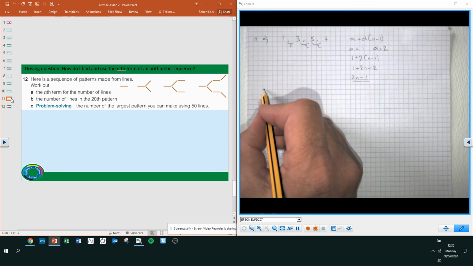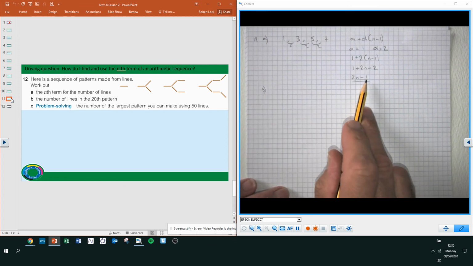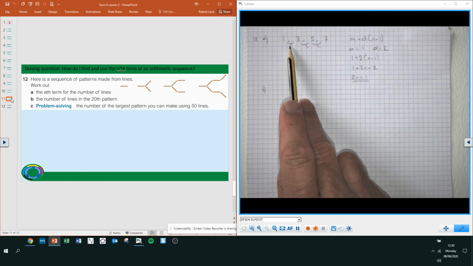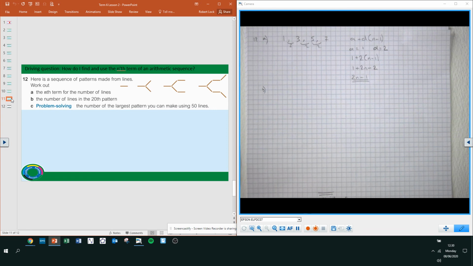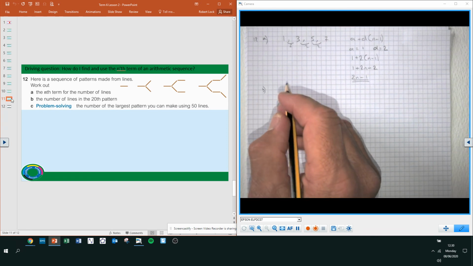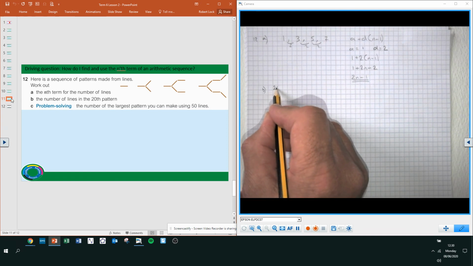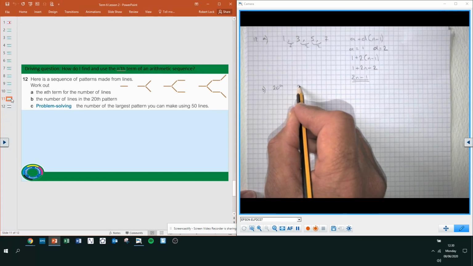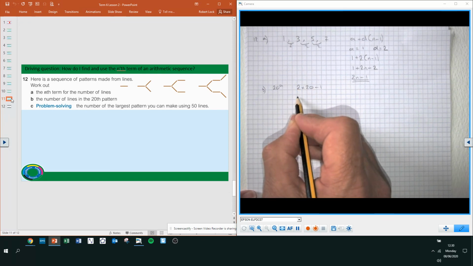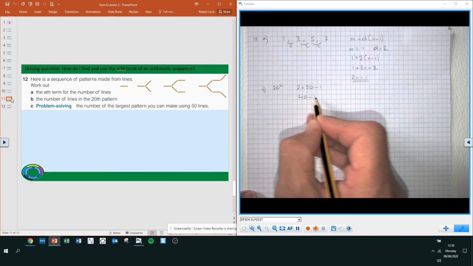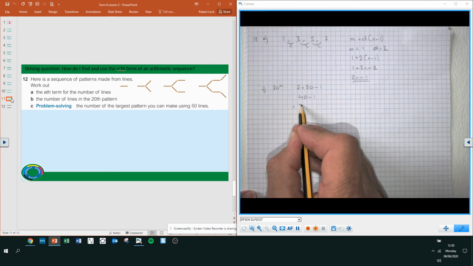Nth term. B. Checking our nth term: difference is 2, term before the first term is minus 1. How many lines is the 20th pattern? So it'll be 2 times 20 minus 1. 2 times 20 is 40, minus 1. 40 minus 1 equals 39.